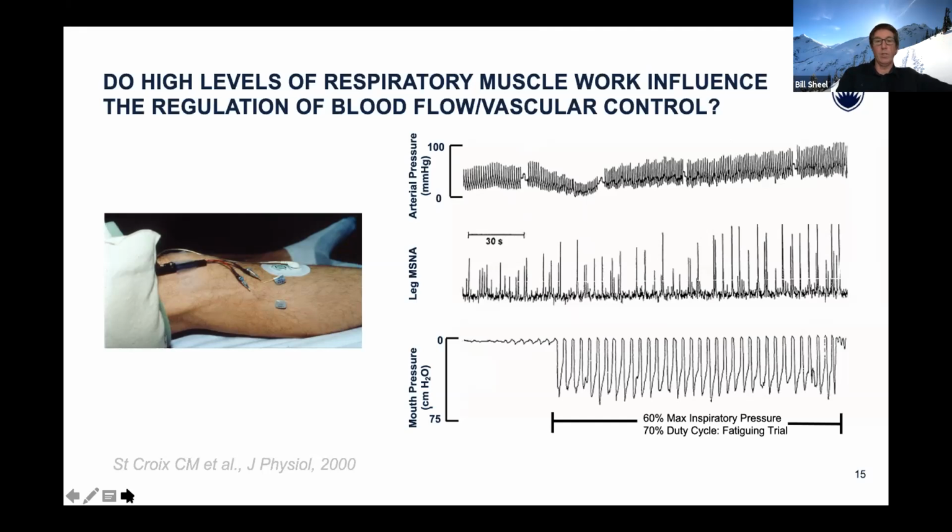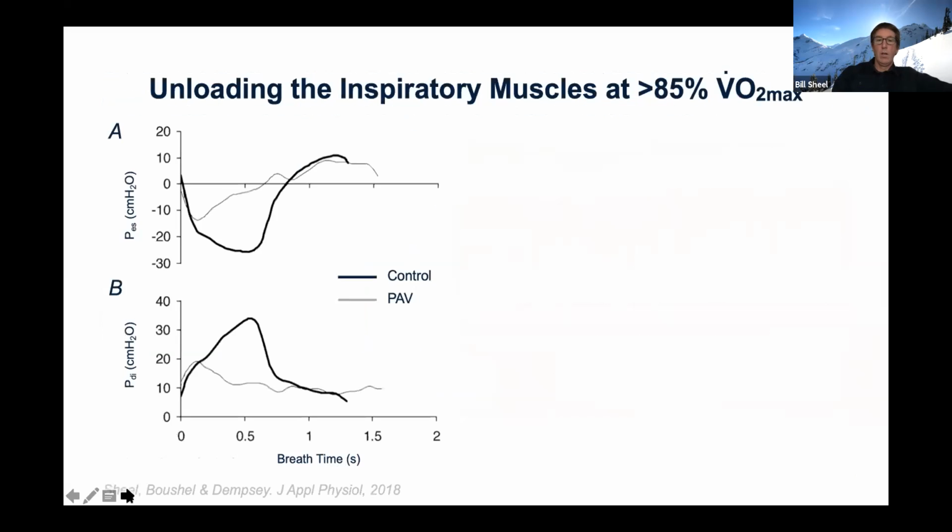This protocol we developed is based on some nice dog data out of Montreal in the 80s, François Bellemare and Alex Grassino. When you expose the muscle to that increasing pressure and prolonged duty cycle, what do you see? You see this time-dependent rise in both amplitude and frequency of sympathetic nerve activity, and you see a rise in blood pressure as well, suggesting that, yes, high levels of respiratory muscle work do play a role in how cardiovascular control occurs.